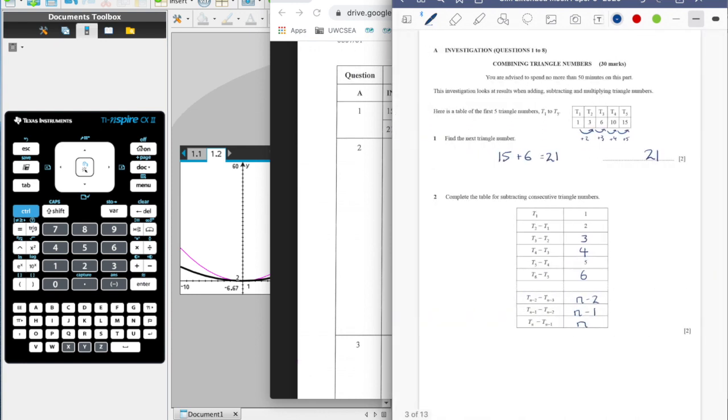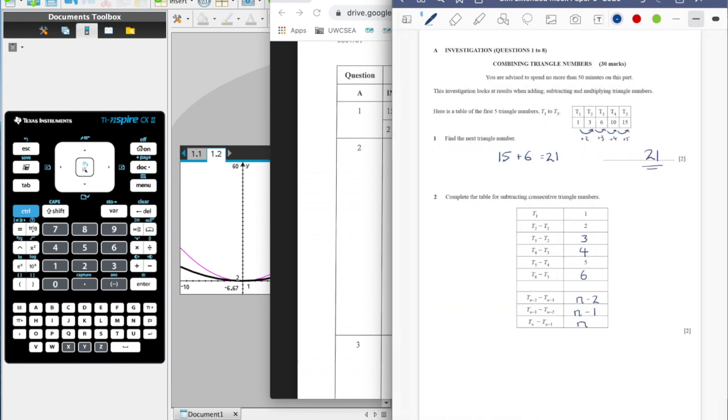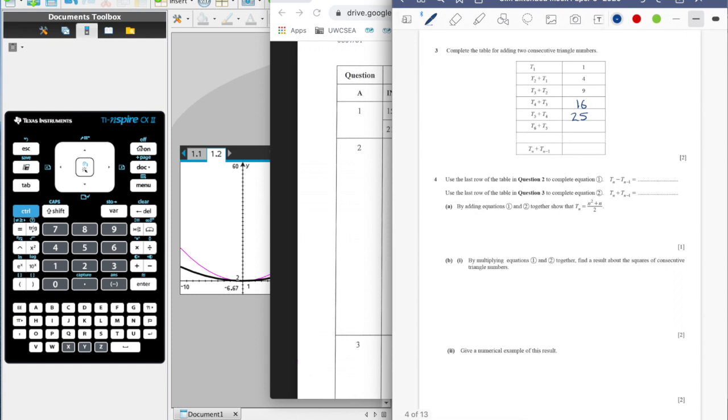Then triangle 5 plus triangle 4, 15 plus 10, 25. And triangle 6 plus triangle 5, well, that was the 21 that I worked out, plus the 15. 21 plus 15, I can work out as 36. Now, hopefully we're looking at this here and spotting a pattern. And it looks like they are the square numbers. And so relative to n, well, 1 squared is 1, 2 squared is 4, 3 squared is 9. So relative to n, all we're doing is we're squaring that value. So this becomes n squared.